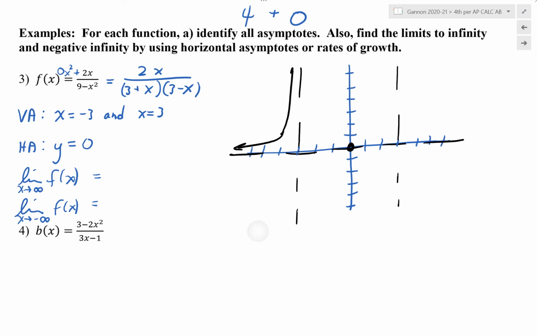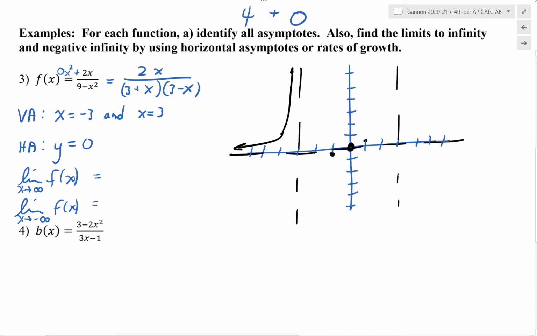If we plugged in -1, then the numerator becomes -2. -1 squared is 1, and 9 minus 1 is 8. So -2 over 8 is -1/4, which would give me a point about here. If we plugged in +1, then we get 2 on top, 8 on the bottom. So 2 over 8 is 1/4.